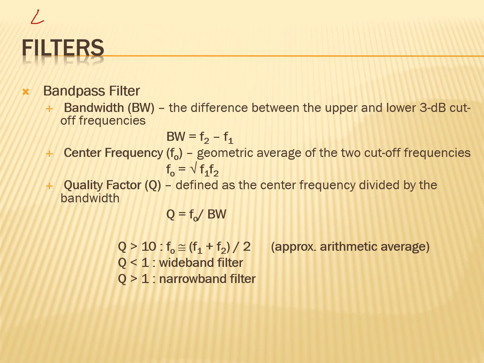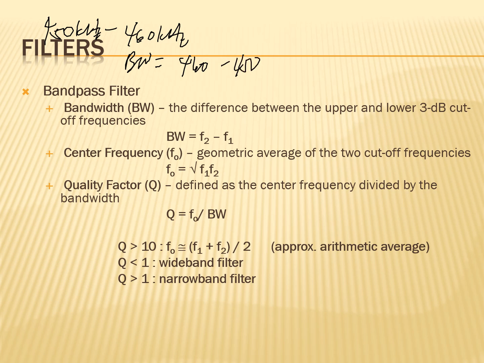So for example, we have 450 kilohertz up to 460 kilohertz. Okay, so what will be our bandwidth? Our bandwidth is simply 460 minus 450 kilohertz, giving us a bandwidth equivalent to 10 kilohertz.